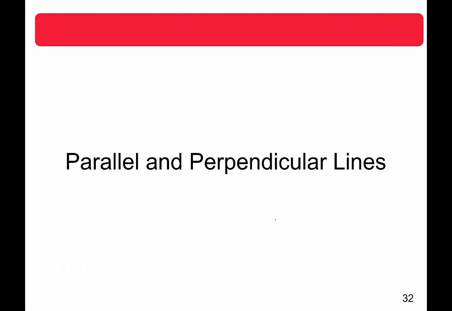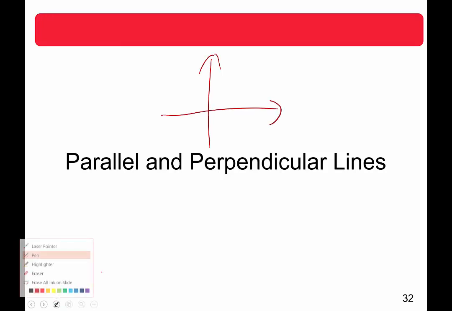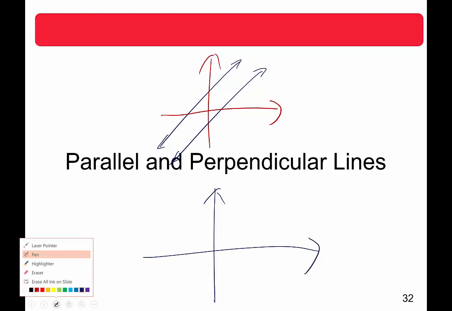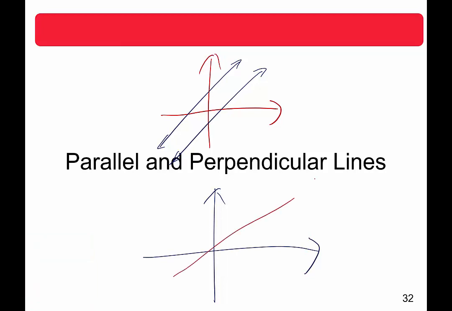Next thing is parallel lines and perpendicular lines. Two parallel lines typically will look like this. Okay, this is an analogy of two parallel lines. Perpendicular lines are basically perpendicular to each other, so they form a right angle here. Those are perpendicular lines. Okay.